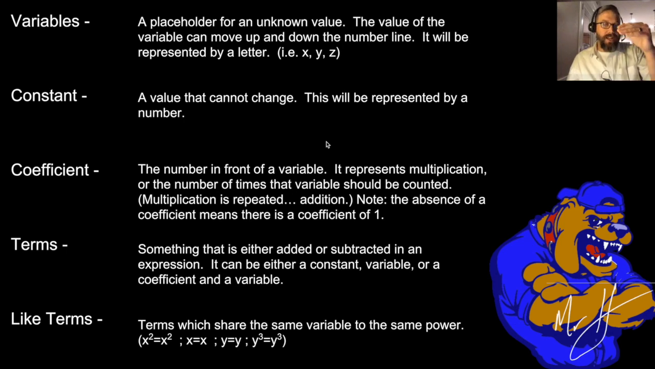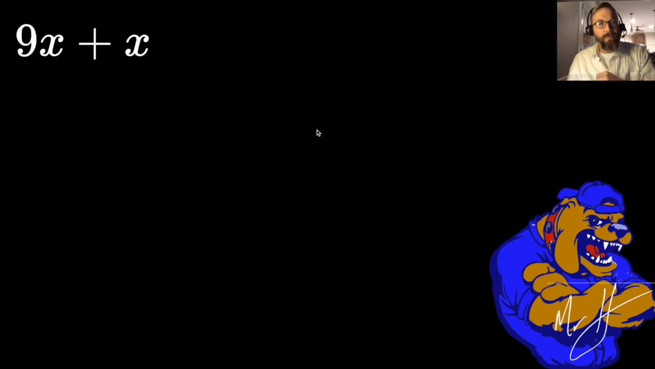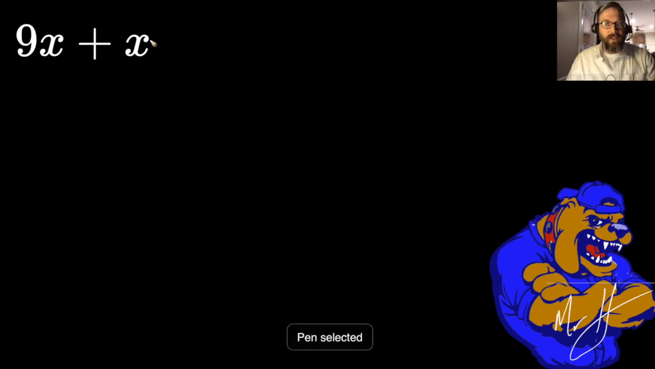So the exception here is there's nothing we can really do to the variable to turn it into the other thing. So we just have to accept that they're going to remain separate. So let's dive into this. 9x plus x. Let's take a quick look at this one.